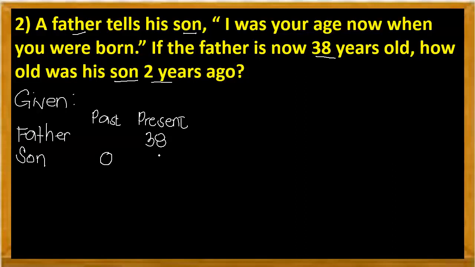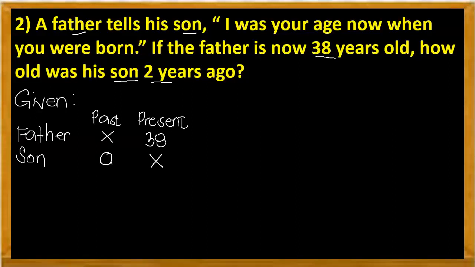So let us represent the age of the son as X, the present age of the son. Okay, ito yung edad ng anak niya sa ngayon. And sabi dito, I was your age now when you were born. So this age, meant to say, yung edad ng anak niya ngayon, yun din yung edad niya nung ipinanganak ang anak niya.